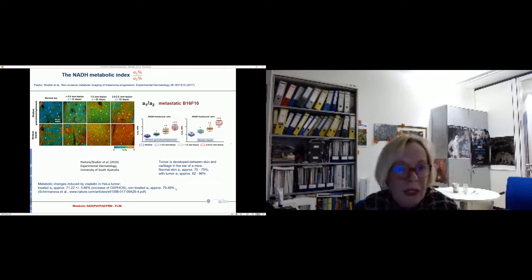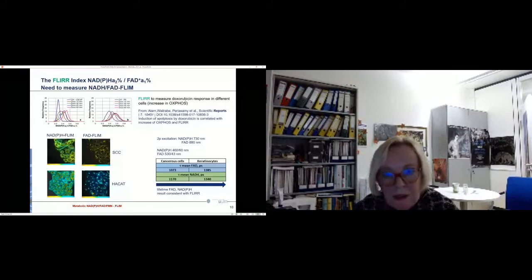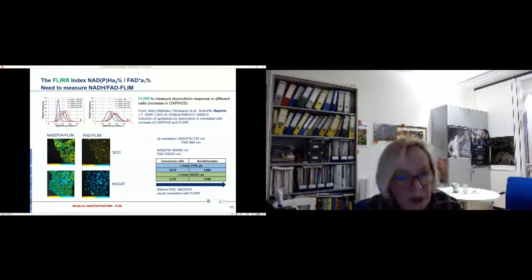But now I would like to come back to this FLIRR index, the relation of bound NADH and bound FAD. Of course, we need to measure NADH and FAD FLIM simultaneously. Here is an example by the group of Horst Wallrabe and Ammasi Periasamy. They induced apoptosis by doxorubicin and measured this doxorubicin response. What they got during doxorubicin-induced apoptosis was an increase in this FLIRR index, which also meant an increase in oxidative phosphorylation.